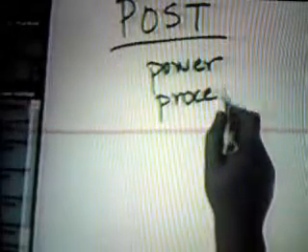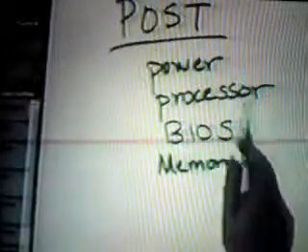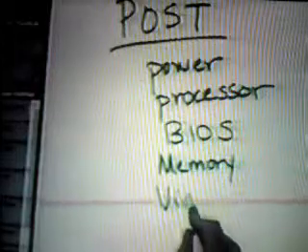During the POST process, the following components are involved. You need to get power to the computer. There needs to be a processor. The processor looks for code in the BIOS, and it loads the code that runs the startup process. The processor requires memory in order to save the code and any information that it needs as it's working. And it also requires a video display to show information on the screen.